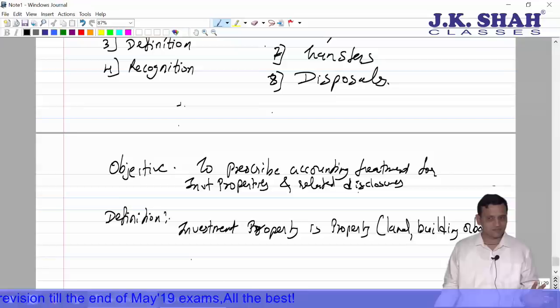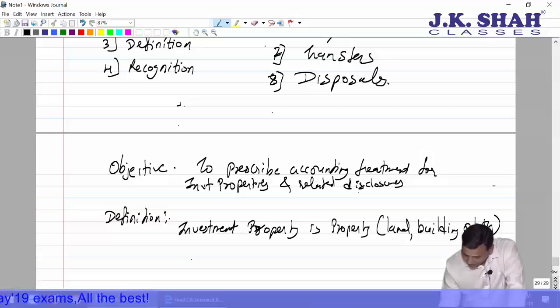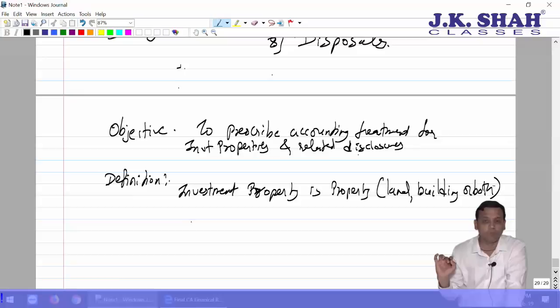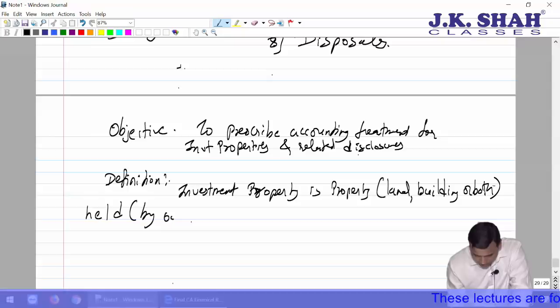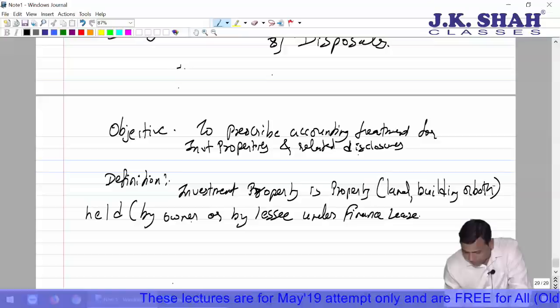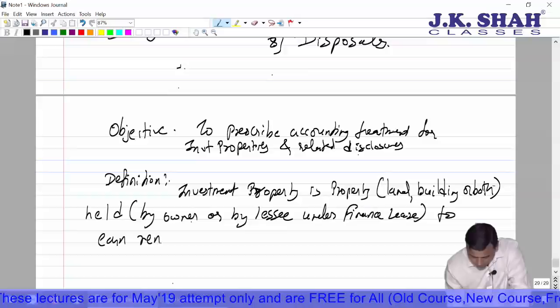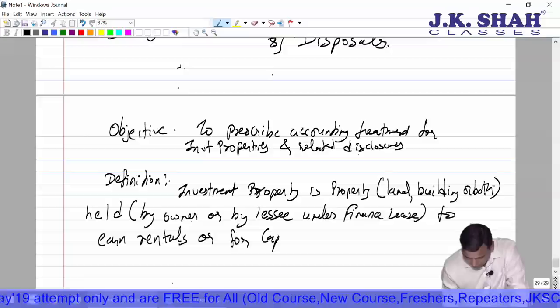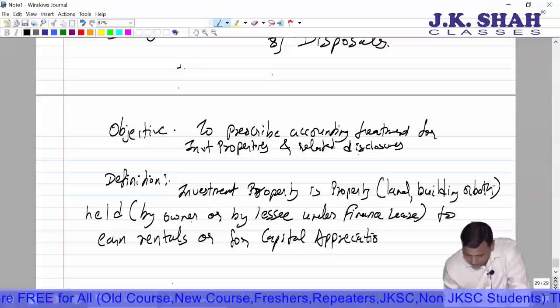So, investment property is property that is land, building, or both, held by owner or by lessee under finance lease to earn rentals or for capital appreciation or both.